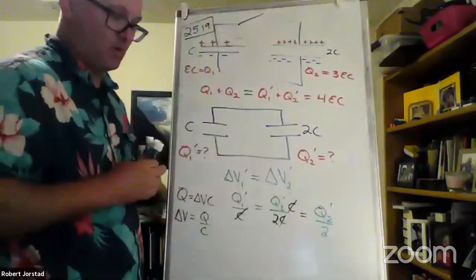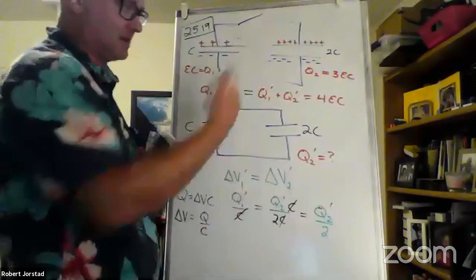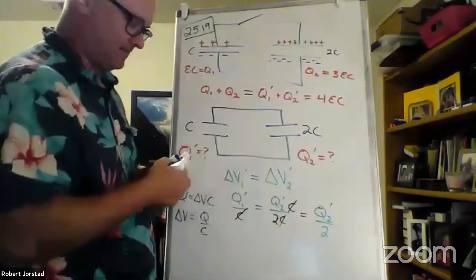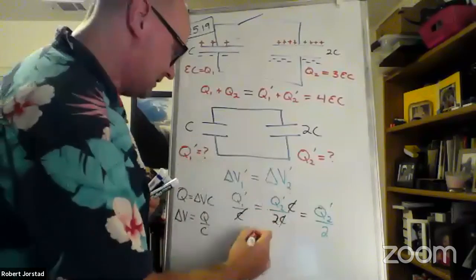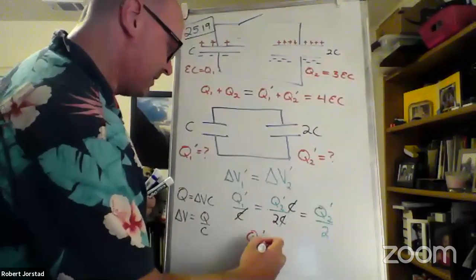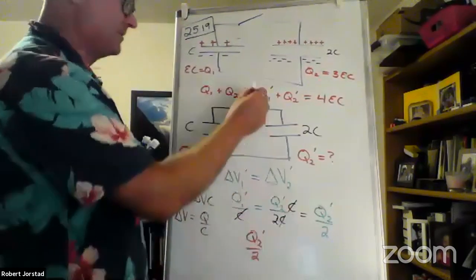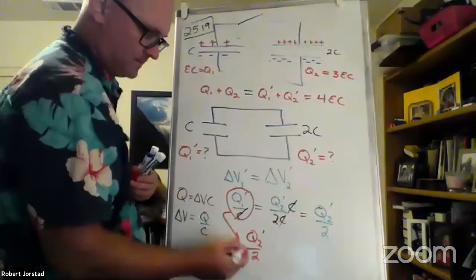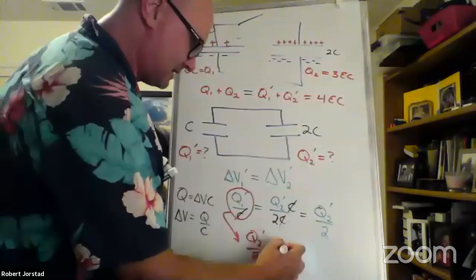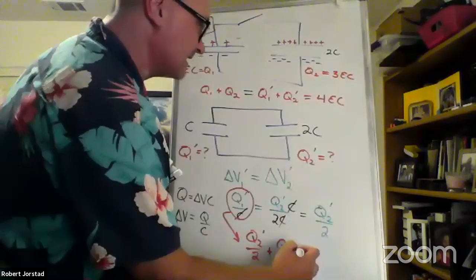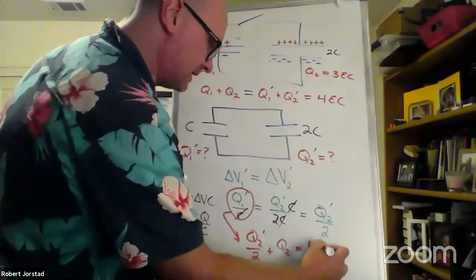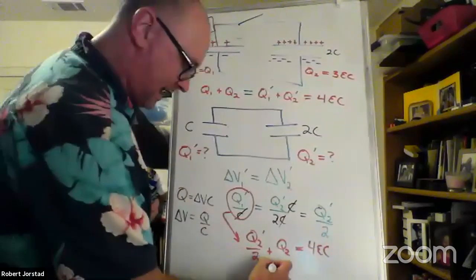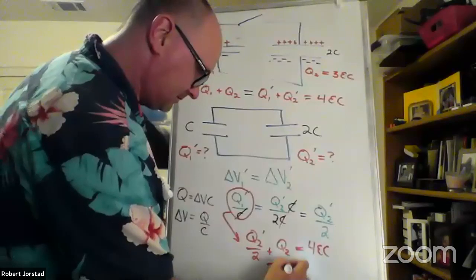And so if you wanted, you could probably reason it out, but I'm just going to use the equations. I'm going to take this value of Q1 and shove it into there. So now I get Q2 prime over 2, right? That's Q1 prime plus Q2 is equal to 4 EC. Once you do that, you're like, okay, well, this is 3 halves. Oh, that's Q2 prime.